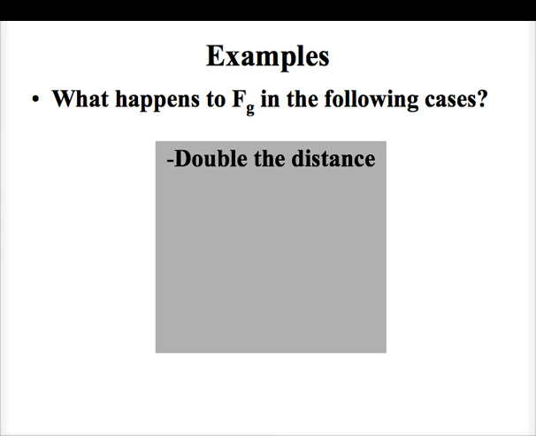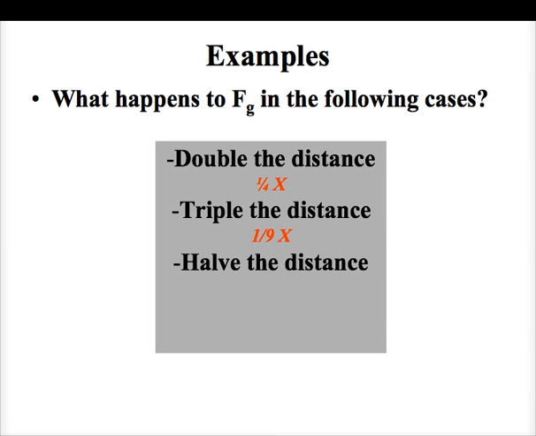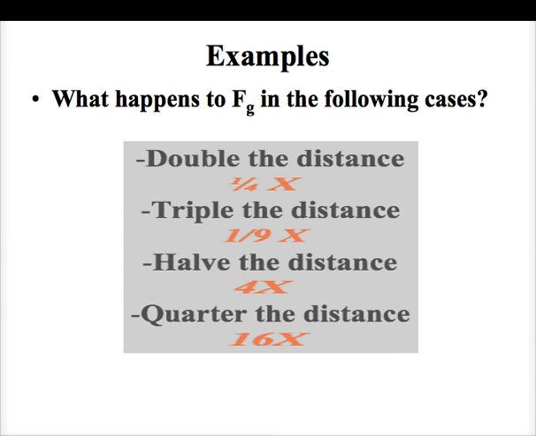Let's try it with distance. We double the distance, we said that was 1/4. We triple the distance, we said that was 1/9. What happens if we half the distance? Yeah, that's right, it's 4 times as much force, because 1/2 squared is 1/4. Quarter the distance, and we get 16 times the force. The closer we are, the greater the force of attraction.